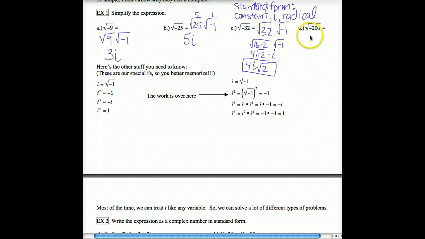All right, so why don't you try D? So pause it for a minute and work that one out, because that one doesn't come out evenly, and then unpause to see if you've gotten it correct.